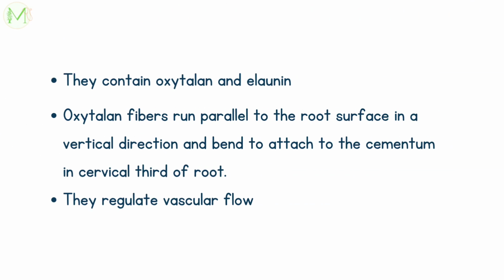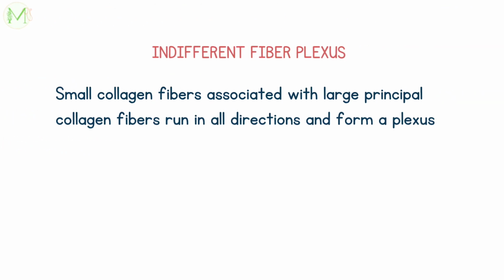The periodontal ligament does not contain mature elastin. Rather, it has two immature forms of it. They are oxytalan and elaunin. The oxytalan fibers run parallel to the root surface in a vertical direction and bend to attach to the cementum in the cervical third of the root. They regulate vascular flow. In addition to these types of fibers, small collagen fibers associated with larger principal collagen fibers have also been described. These fibers run in all directions and form a plexus called the indifferent fiber plexus.